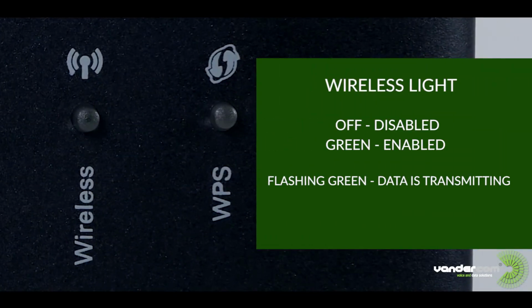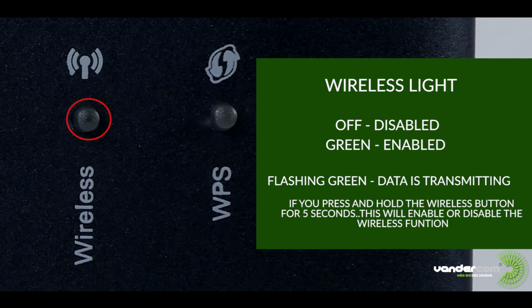Wireless. If this light is off, then the wireless is disabled. It is green when the wireless is enabled, and it is flashing green when data is passing. If you press and hold the wireless button for 5 seconds, this will enable or disable the router's wireless.